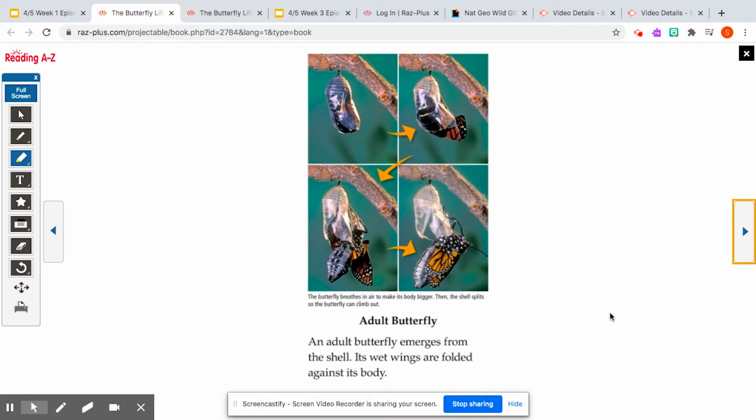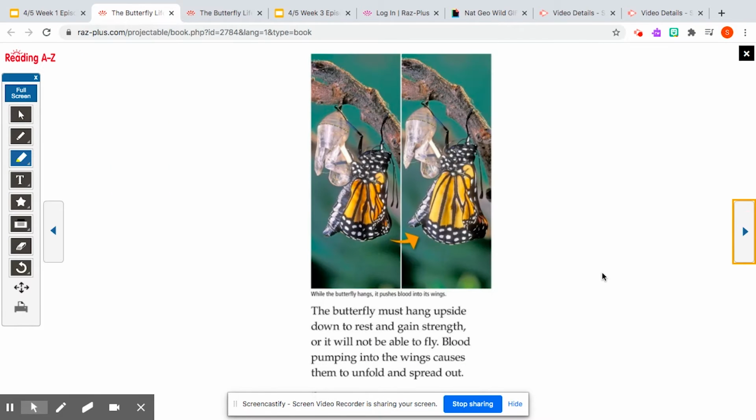Adult butterfly. An adult butterfly emerges from the shell. Its wet wings are folded against the body. Notice it's clear, almost transparent now. The butterfly breathes air to make its body bigger. Then the shell splits so that the butterfly can climb out. Folded. The butterfly must hang upside down to rest and gain strength, or it will not be able to fly. Blood pumping into the wings causes them to unfold and spread out. Okay, I didn't know it had blood.